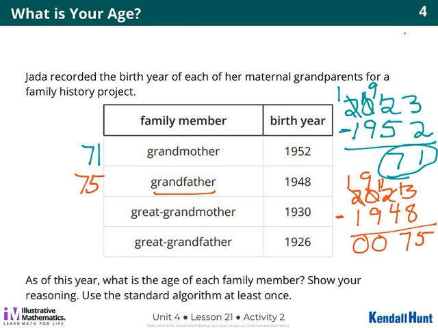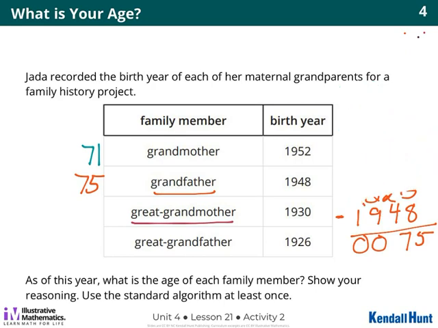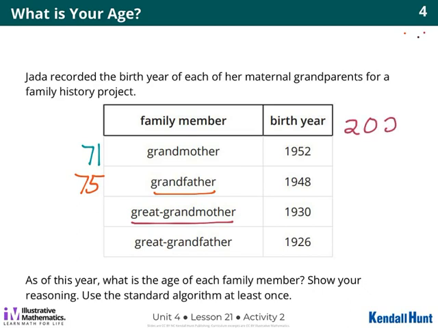Okay, figure out great-grandfather. Great-grandmother, like I said. Michael, raise your hand when you have an answer. So you're doing 2023 minus 1930. You just know it? Oh, what'd you get? Prove it with your algorithm. Oh. Do you have an answer? Yeah. Raise your hand when you're done.